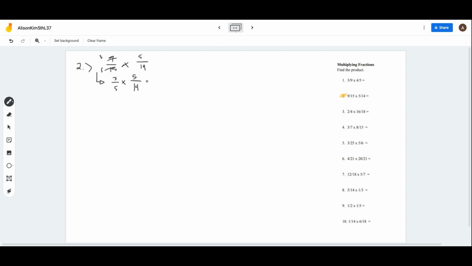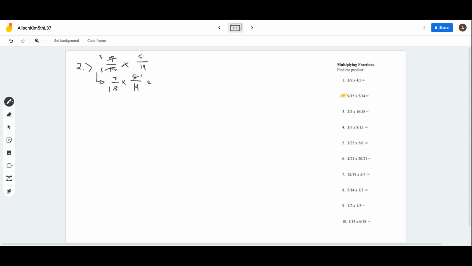Once again though, before we multiply across, we're going to double check with cross factoring, I guess. So we know that 3 and 14 do not have any similar factors, so that's already simplified, and we don't need to bother it anymore. However, we see that 5 and 5 are the same, so we're going to cross these 5s out, and they're going to turn into 1s.